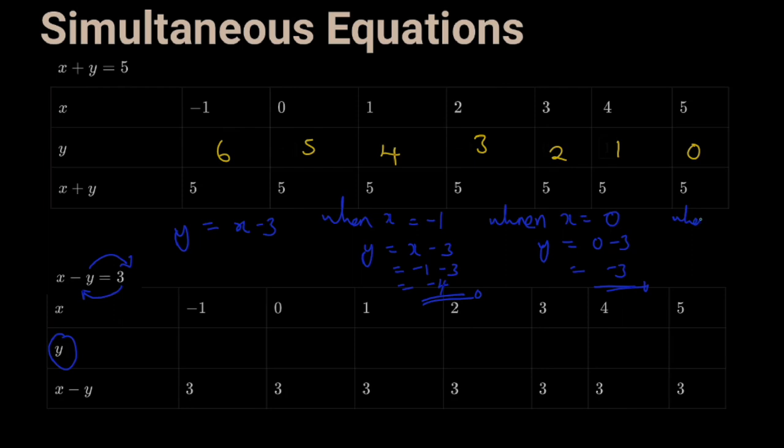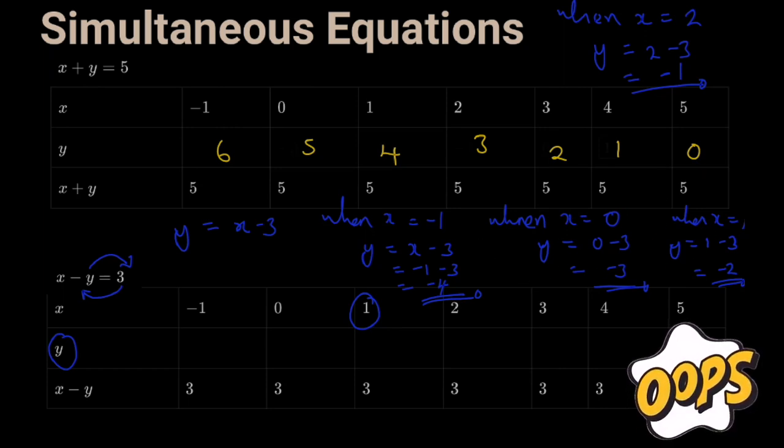So when x is equal to 1 this time, y equal to 1 minus 3, what do you get? You get negative 2. So when you check out your values, what's happening is that they are decreasing by 1. So it's negative 4, negative 3, negative 2. Let's see if we can get negative 1 in the next number. So when x is equal to, this time let's say 2, the next value will be 2 here. So y equal to 2 minus 3, what do you get? You get negative 1. So that means that our values are decreasing by 1, which is great for us.